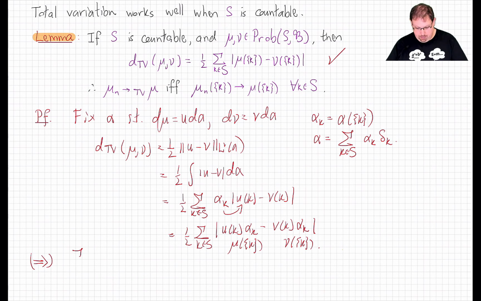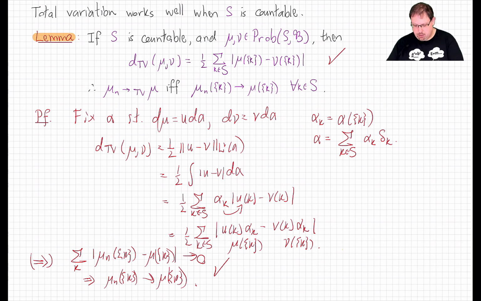Now to prove the second statement of the lemma, one of those directions is quite straightforward. Indeed, if the sum over all k of mu n of singleton k minus mu of singleton k tends to 0, then it certainly follows that each term in the sum of finite terms tends to 0. So that proves the forward direction. The reverse direction seems like it ought not be true.